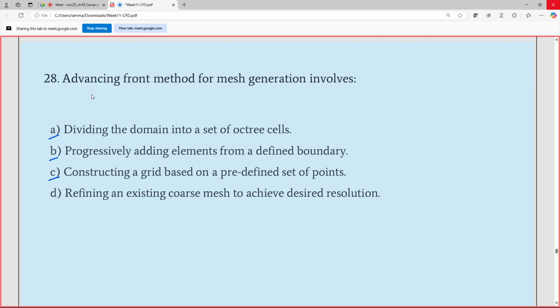So the question is on the advancing front method. What is the process of the advancing front method, or how does it create a mesh? Options are: dividing the domain into a set of octree cells. Option B, progressively adding elements from the defined boundary. Option C, constructing a grid based on a predefined set of points. Option D, refining an existing coarse mesh to achieve desired resolution. Try to answer the question.